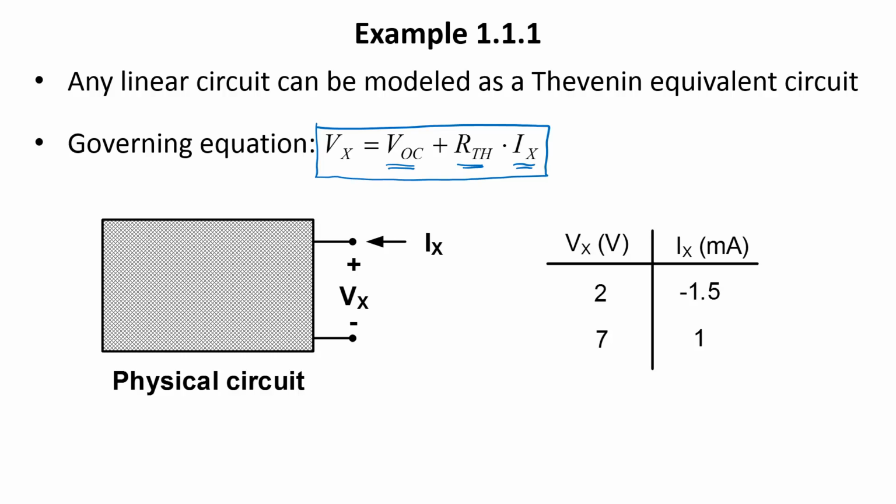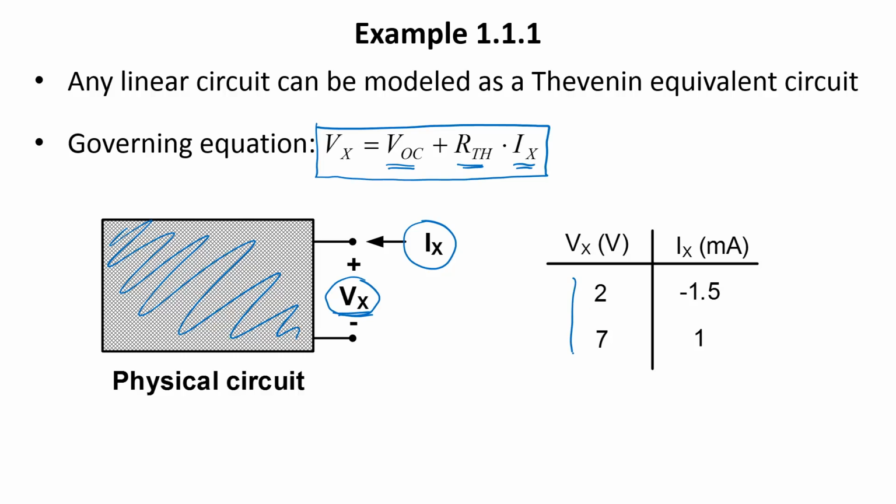I only need to measure two combinations of Vx and Ix for the physical circuit and then fit a straight line to that data. To get my data, I set up the original physical circuit and apply two different values of voltage across the terminals. Then I measure the corresponding currents.